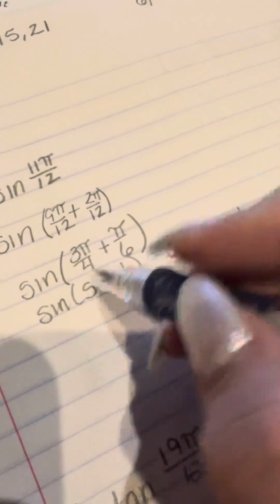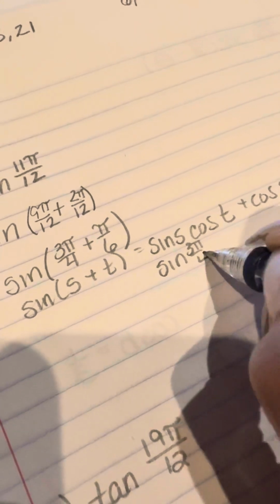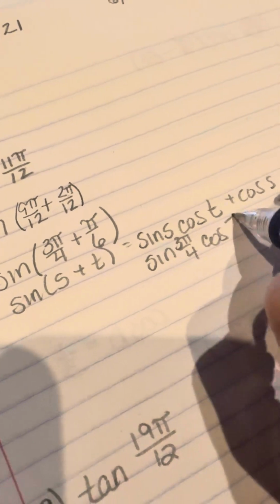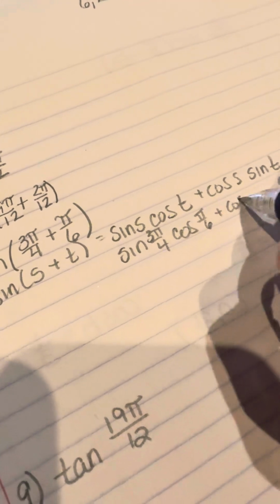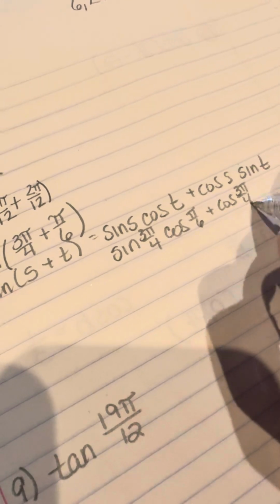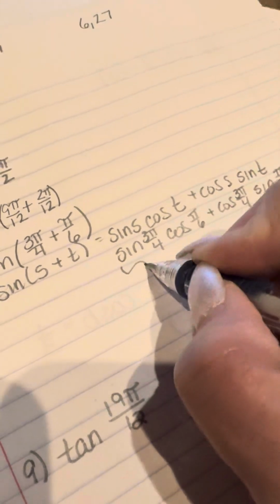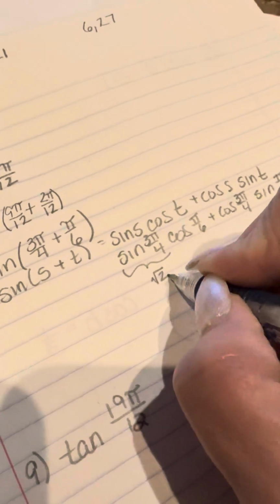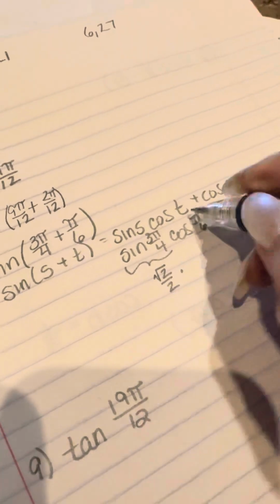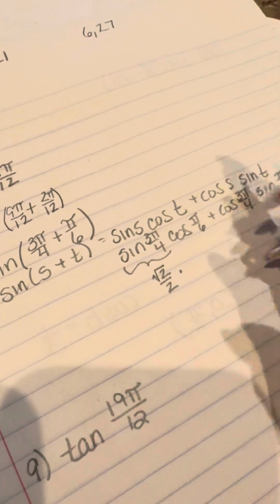Here s is going to be 3 pi over 4, and t is going to be pi over 6. We go to the unit circle and we evaluate the sine of 3 pi over 4. That's going to be square root of 2 over 2. So that's what that is equal to when you go to the unit circle.